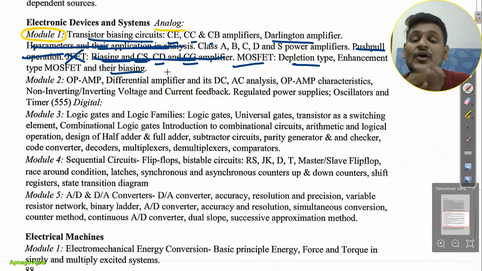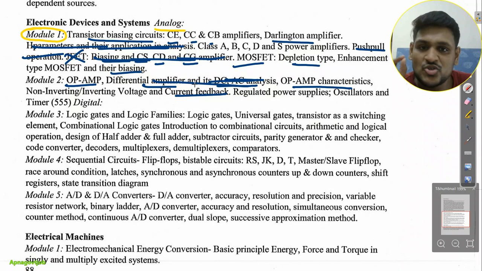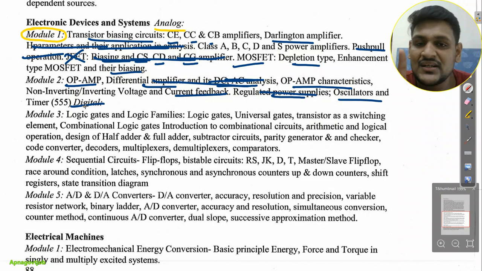Okay, next is the most important thing, that is OPAMP. So in OPAMP, basic questions they can ask you, basic theoretical ones, like what is the slew rate, what is the input resistance, output resistance, basic things. Okay, differential amplifier and its DC and AC analysis, no need to worry here, just skip this. Op-amp characteristics, yes, do. Non-inverting, voltage and current feedback, all the feedback topologies you should know. Okay, voltage series, current, all those things you should know compulsory. Power supply, skip this, no need to worry here. Oscillators and triple phi, yes. Okay, just do this, oscillators and triple phi, whatever types of oscillators are there.